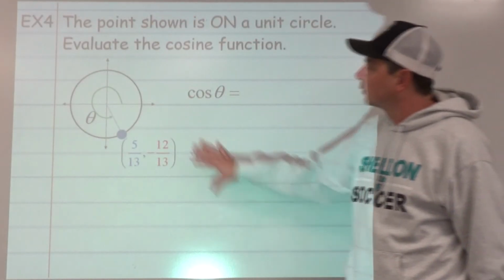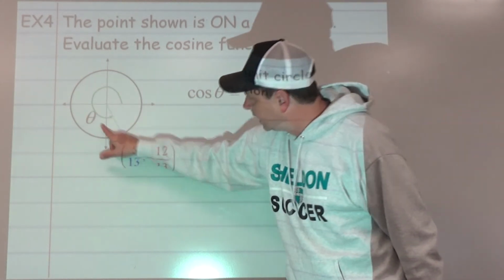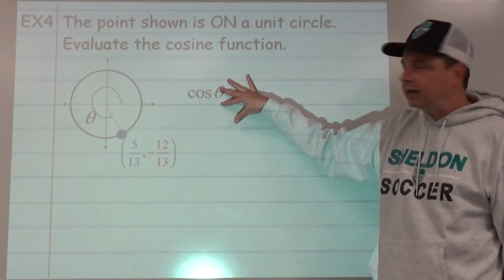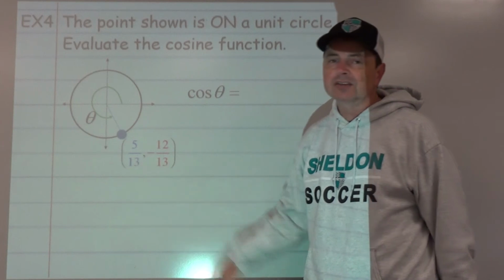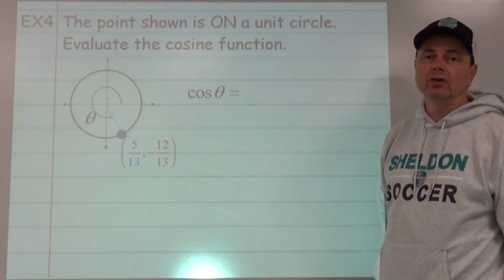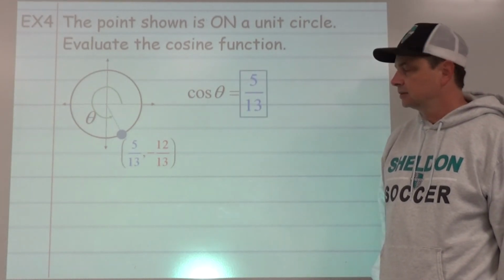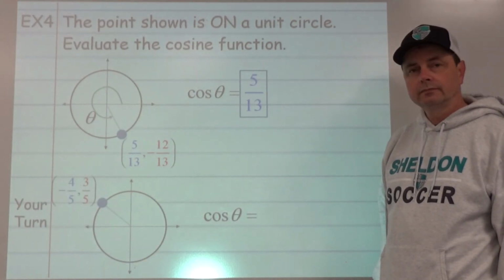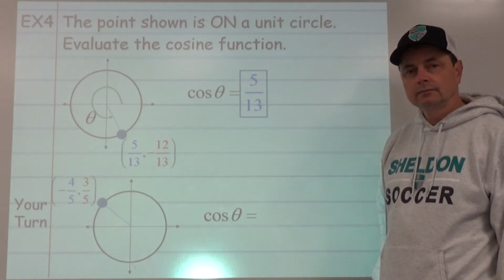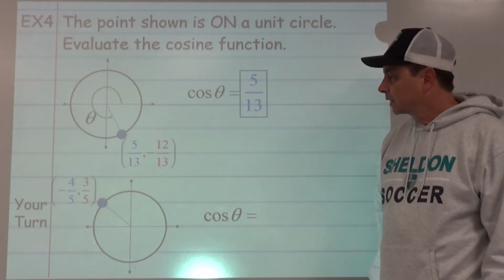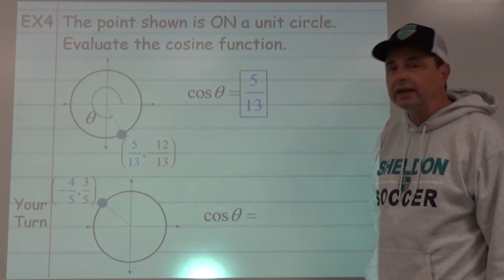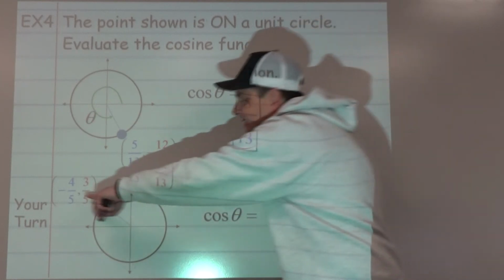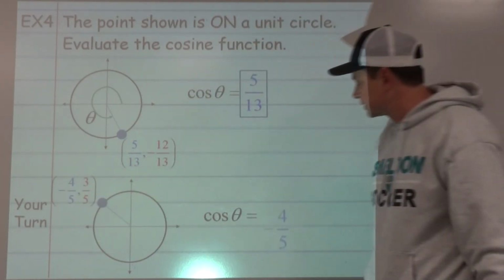Example number 4, we've got a point, there's our theta. What is the cosine of theta? Cosine of theta is the x coordinate, so it must be 5 over the square root of 13. Your turn. So cosine of theta is the x coordinate. That is negative 4/5.